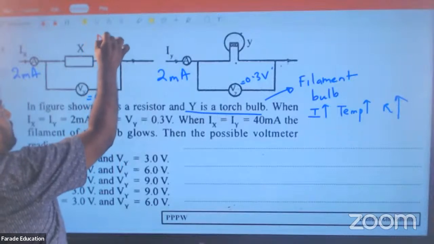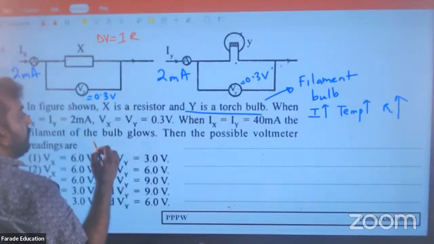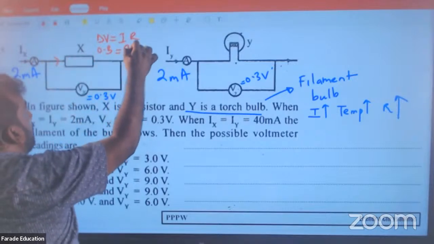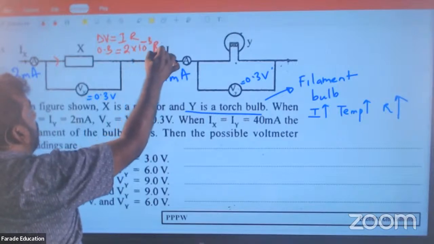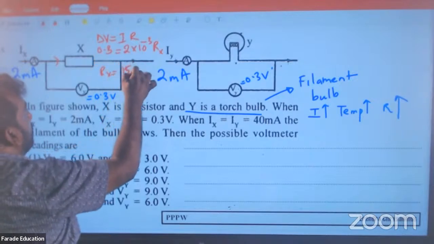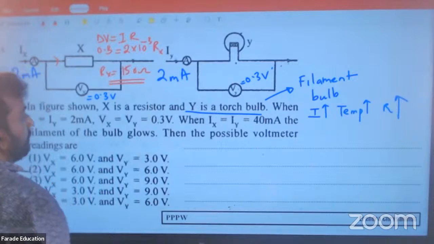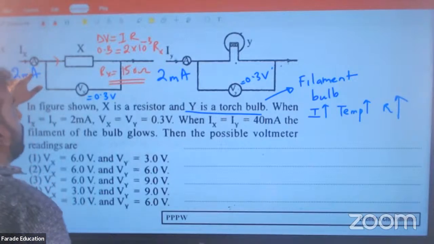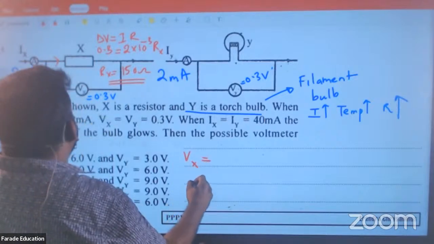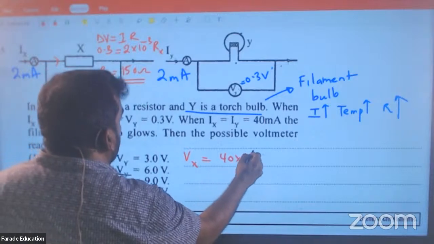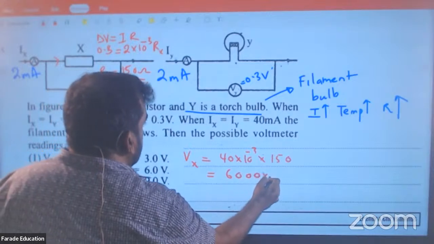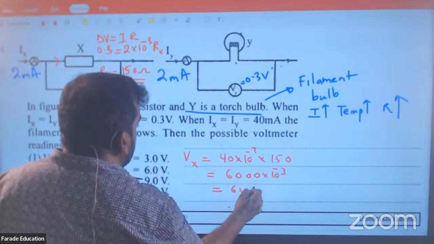Here delta V is equal to IR. So ideal voltmeter system. 0.3 is equal to this current goes that way, 2 milliamperes, resistance we don't know, Rx. So Rx is 150 ohm. Now when this becomes 40 milliampere, will the resistance change? No. Vx is equal to 40 milliampere times 150 ohm, 6000 times 10 to the power minus 3. 6 volt. Vx is 6 volt.